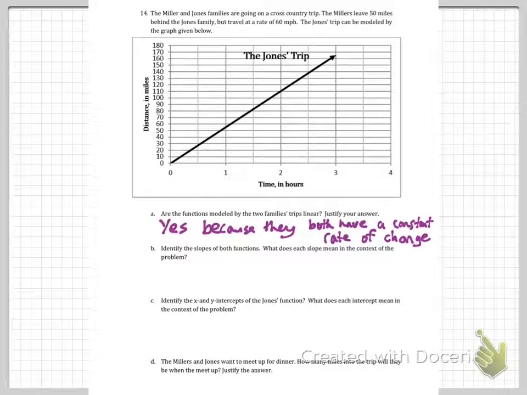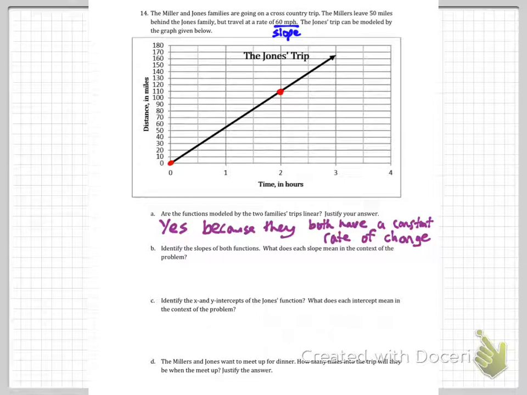It can be seen on the graph that it makes a straight line, and that's why it's a constant rate of change. On the other, for the verbal function, they say they're traveling at a rate of 60 miles per hour. So if they're always going at 60 miles per hour, they're going at a constant rate. Part B. Identify the slopes of both functions. That 60 miles per hour is the rate of change. That's the slope.